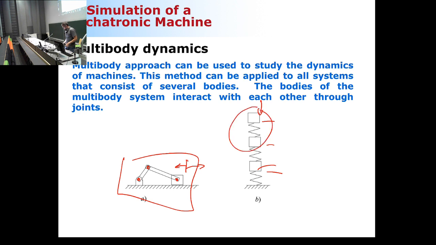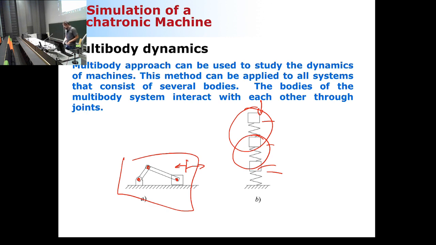This is not the multi-body system because the bodies are not connected together via constraints. They are connected via spring elements, force elements. So that's a different story. So it's not the multi-body system. Any other questions?